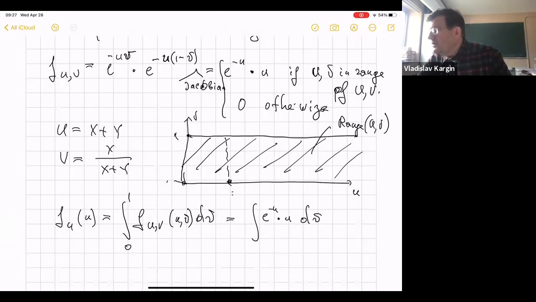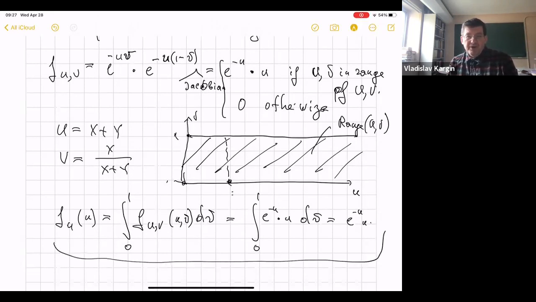Let me see if I'm doing everything right. Yeah, doing everything right, from 0 to 1. So it's equal to e to the minus u. This is the marginal density of U, and you can get the marginal density for V in the same way by integrating over this line.